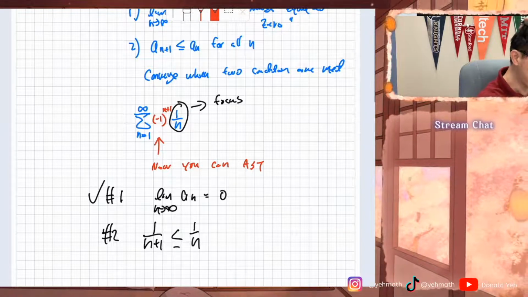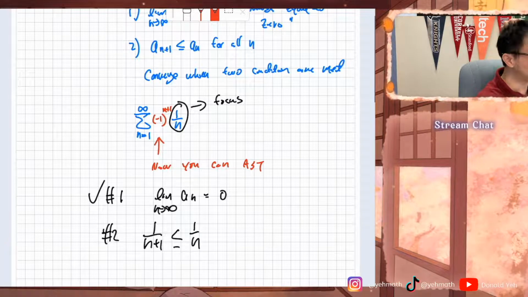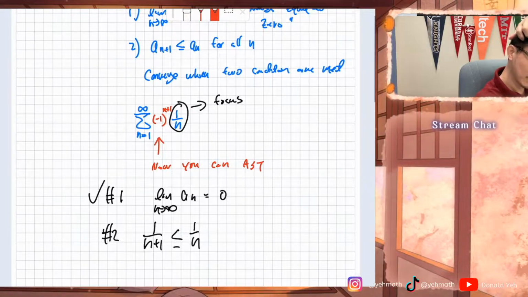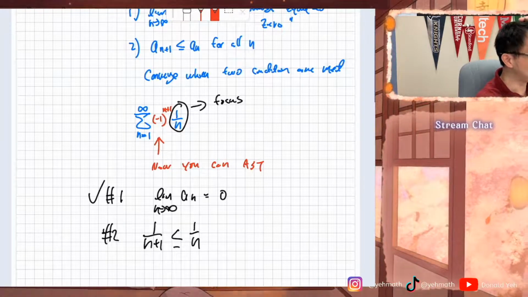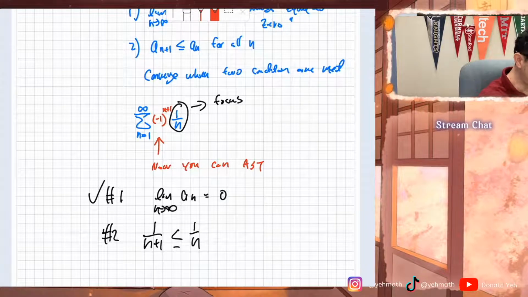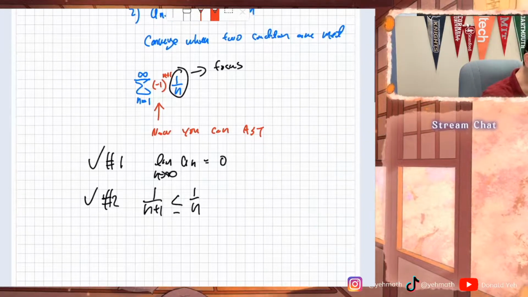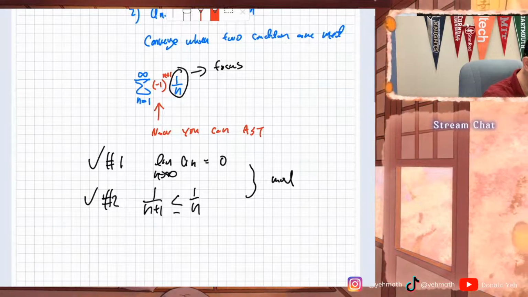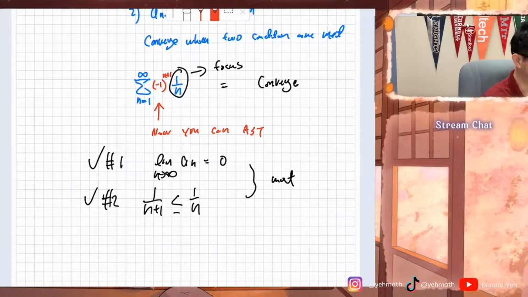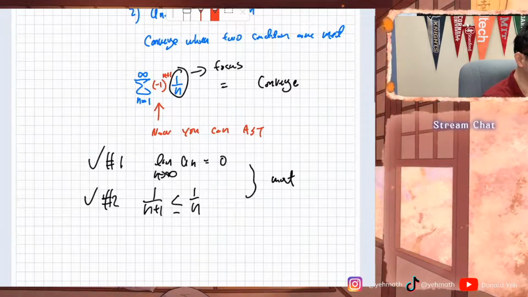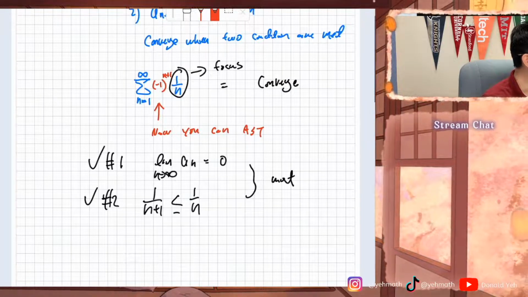And you're going to say, okay, just imagine you plug in 1. 1 is greater than 1/2. True. 1/2 is greater than 1/3. True. And it will be true always. So this is true always. So check. Since these two conditions are met, therefore it converges. So 1/n, the alternating series, converges.